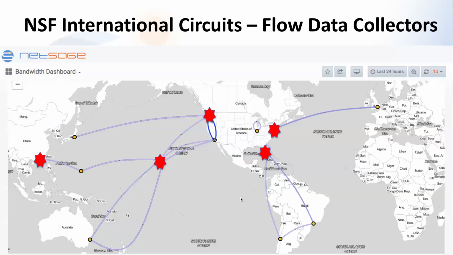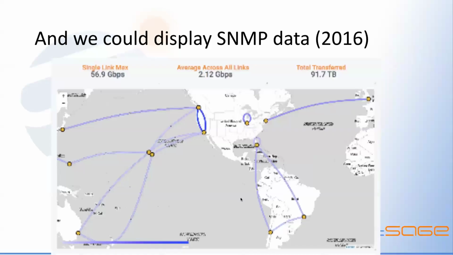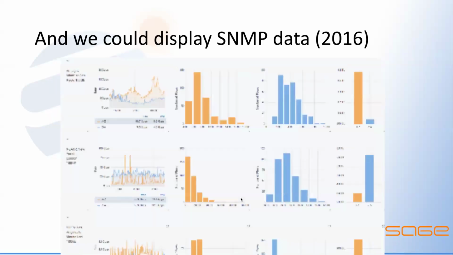So we deployed these little sensors in a bunch of different places. And we could display this SNMP data with graphs where darker colors meant more data was flowing. We had top talker kind of data for the different sites. Sorry, these are really blurry because I found screenshots from a talk in 2016.